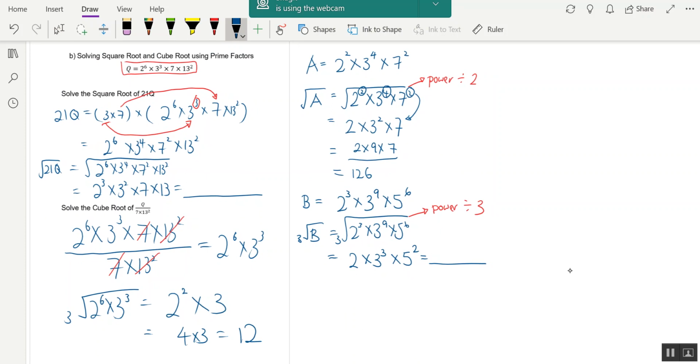So the important point is, if you want to use your prime factors to do square root and cube root questions, which they will definitely ask, remember to put the prime factors into the square root or the cube root, followed by dividing the power by 2 if it is square root, or dividing the power by 3 if it is cube root.